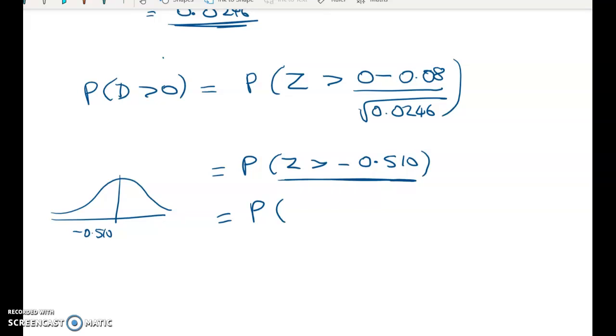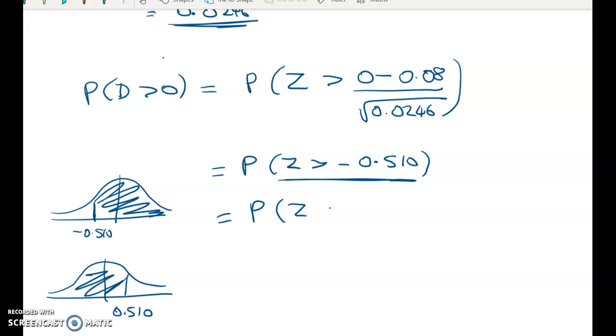So I want the probability that Z is greater than this number here. So I want all of that. The way the tables are going to give that to me is this. So that's equal to the probability that Z is less than positive 0.510. And that's equal to phi of 0.510, which comes straight out of my tables, and I get from that, to 3 significant figures, 0.695.